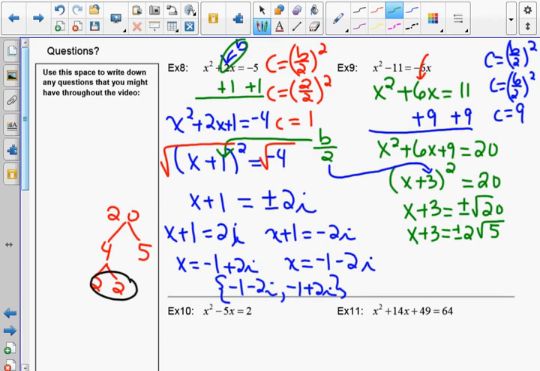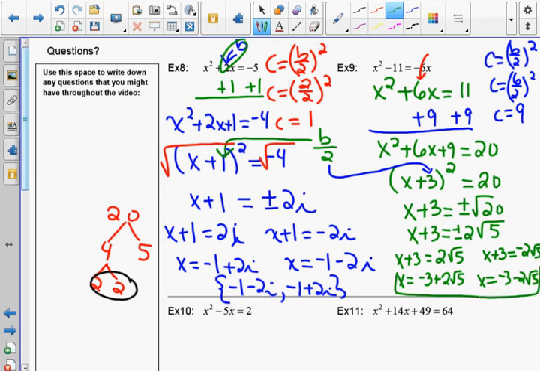So now we're going to solve this. So we're going to have x plus 3 is equal to a positive 2 radical 5. X plus 3 is equal to a negative 2 radical 5. So solving it, we're going to have x is equal to a negative 3 plus 2 radical 5. X is equal to a negative 3 minus a 2 radical 5. And if I had more room, I'd put the squiggly brackets in, but just for the sake of space, we're going to leave it at that. All right, so let's move on to example 10.